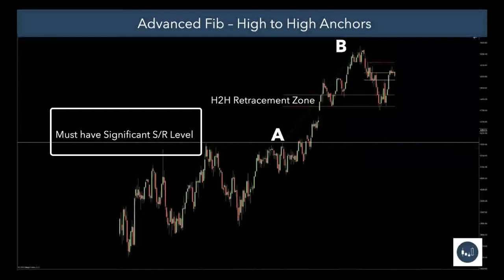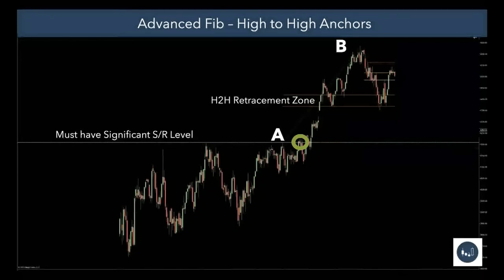You can see the white dashed line. And what I do is I place the lower part of the high to high. I'll take the last sell-off before the break of the support and resistance. I'll say that again. It's the last sell-off. You can see where the anchor A is. It's the last sell-off before price breaks that significant support and resistance.